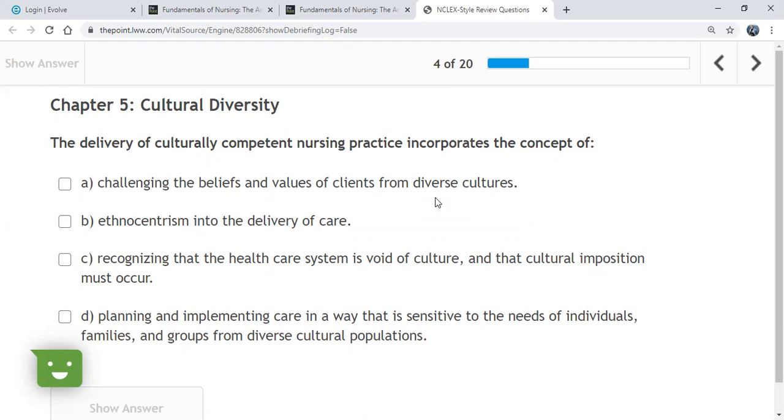Planning and implementing care in a way that is sensitive to the needs of individuals, families, and groups from diverse cultural populations. That makes sense. Now, remember, Judge Judy says if it doesn't make sense, it's not true. So challenging the beliefs and values of a client from a diverse culture, would we do that? That would be cultural imposition, right? If we're saying your ideas don't belong here.